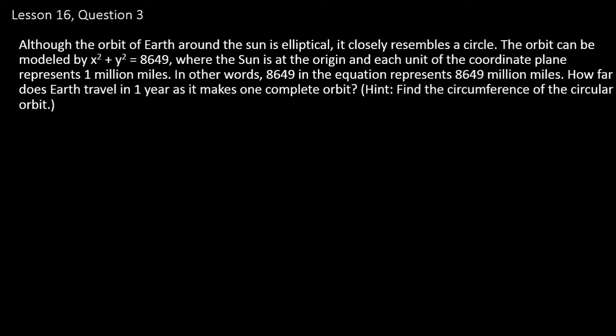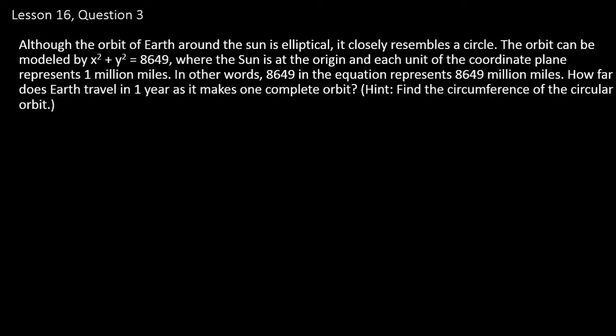Question 3. Although the orbit of Earth around the Sun is elliptical, it closely resembles a circle. So the orbit can be modeled by x squared plus y squared equals 8,649, where the Sun is at the origin and each unit of the coordinate plane represents 1 million miles. In other words, we're saying that 8,649 in the equation represents 8,649 million miles. So I want to know how far the Earth travels in 1 year as it makes a complete orbit.